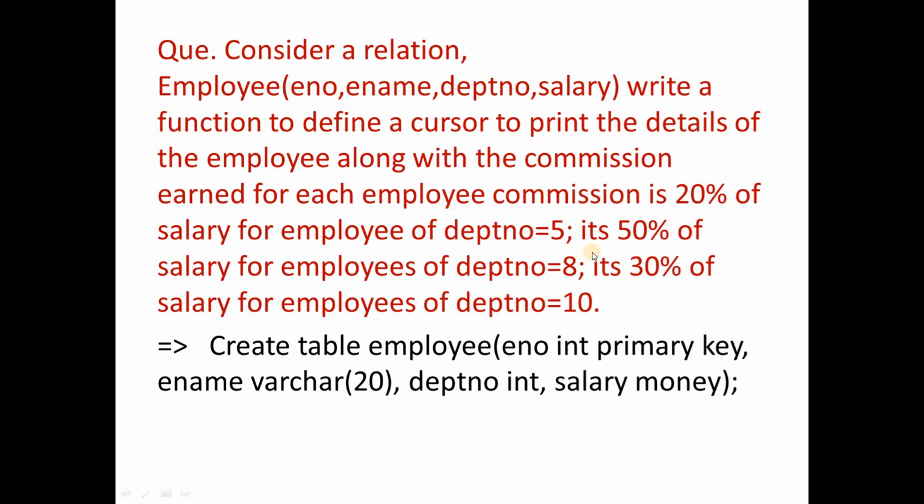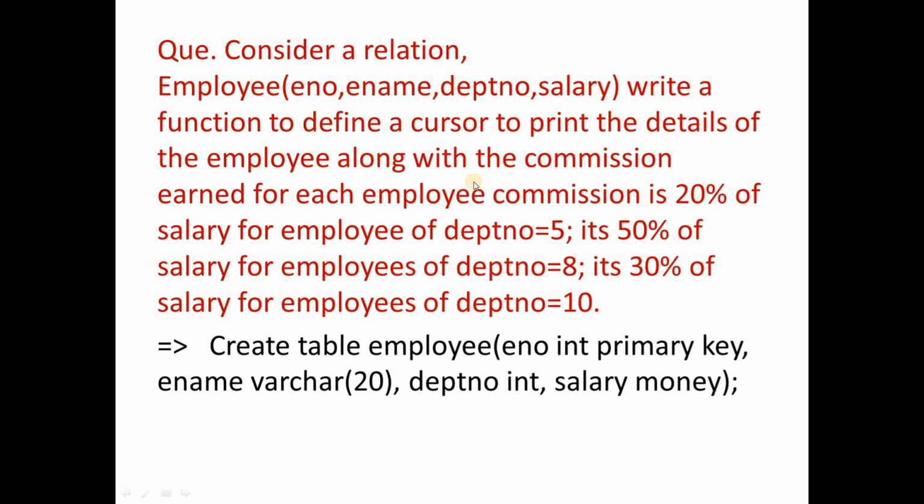For department number 5, there is 20% commission of the employee's salary; for department number 8, 50% commission of salary; and for department number 10, 30% commission of salary. So first of all, we have to calculate the commission for employees of departments 5, 8, and 10, and then print the complete result set, the complete details of the employees.